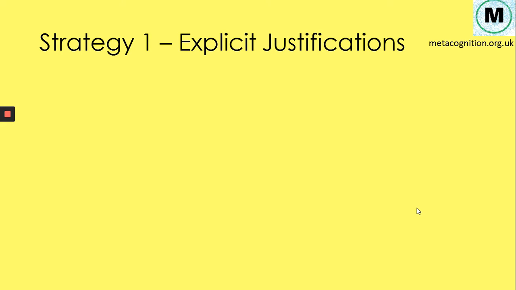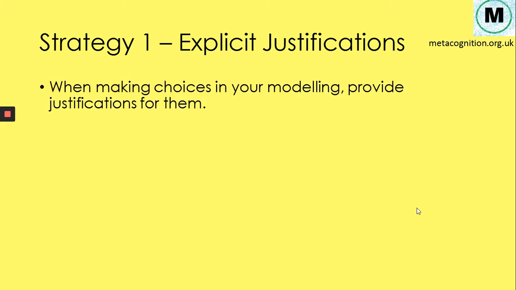So, strategy 1, simple, explicit justifications. Any single time you are modeling something, provide justifications for everything you are doing. I think we do it most of the time, but I think there's still scope to improve, and it's just something to be really conscious and really aware of.